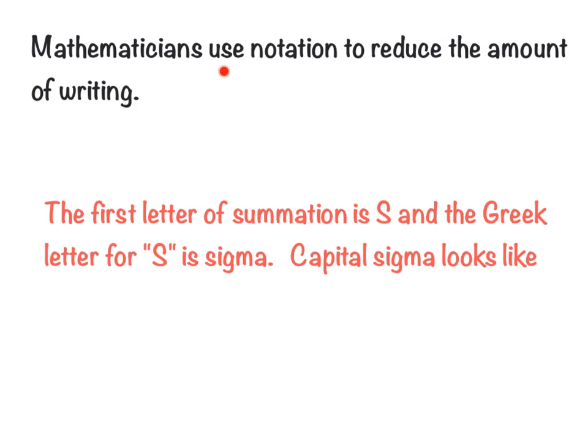Mathematicians use notation to reduce the amount of writing they do. I think we could all relate to that. So here's what we're going to make sure we jot down. The first letter of summation is S, and the Greek letter for S is read sigma. Capital sigma looks like this. So this is the notation we're going to use for summation notation. Again, summation starts with S, and the Greek letter sigma is right here.